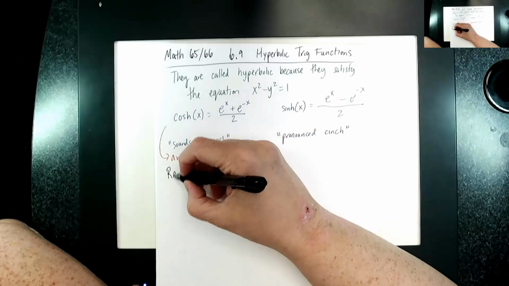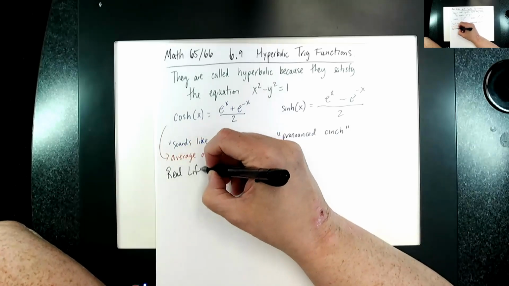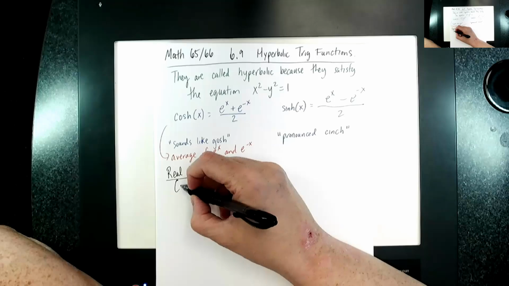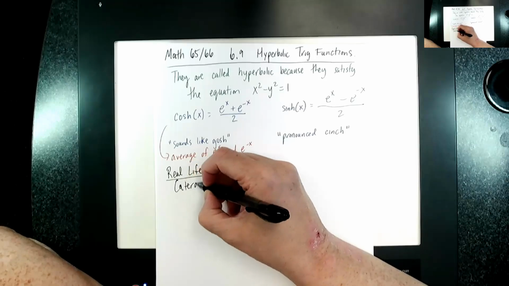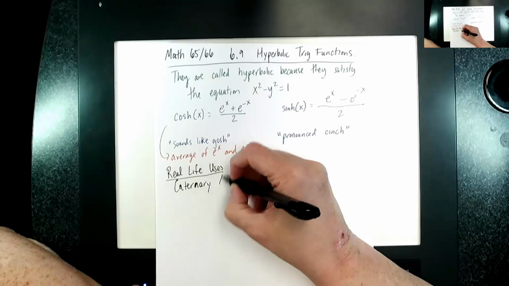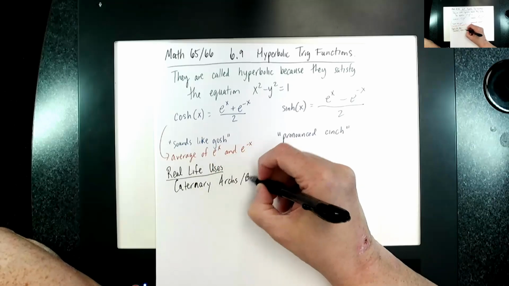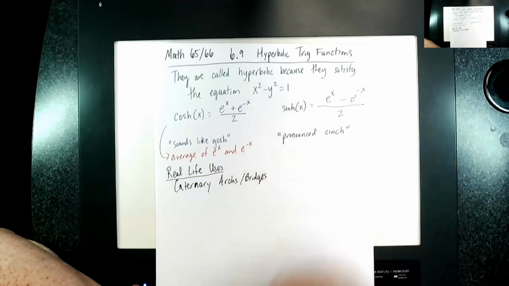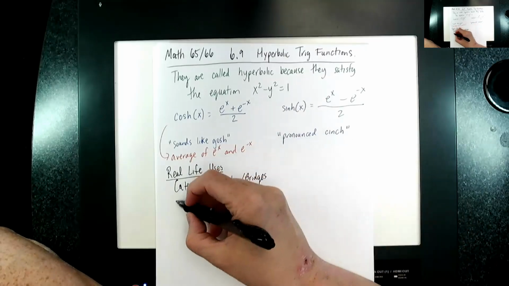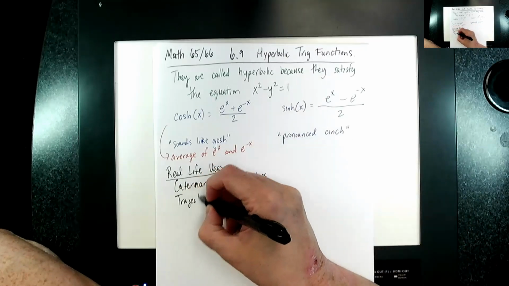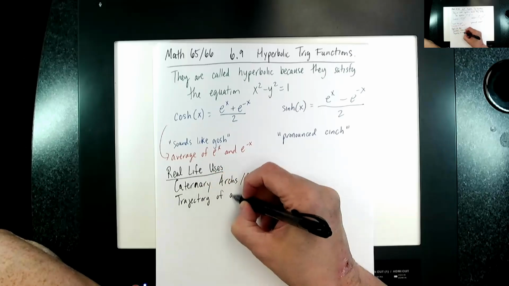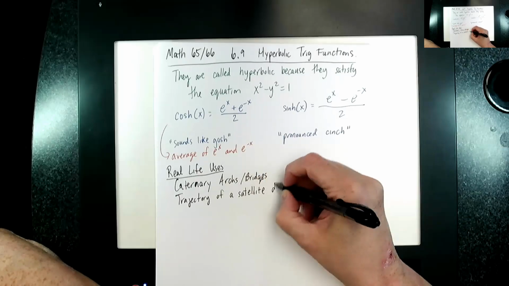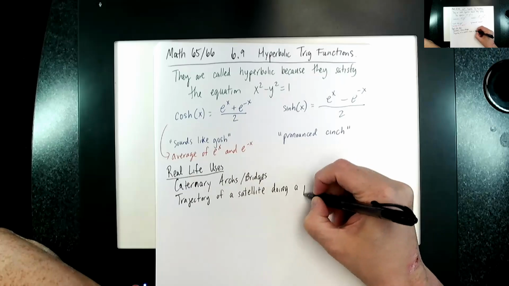They have a lot. Well, I'm not going to go with a lot. They have a few real life uses. There's catenary arches and bridges. It's the trajectory of a satellite doing a planetary or lunar slingshot.